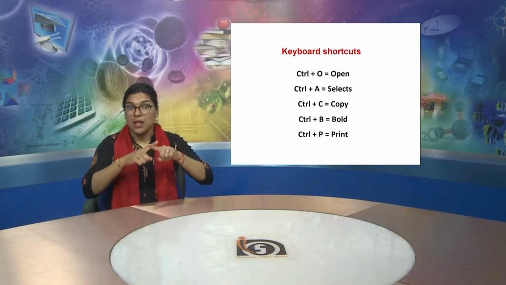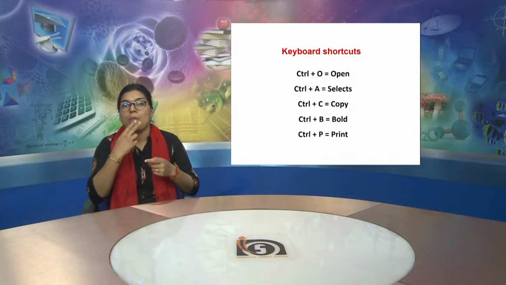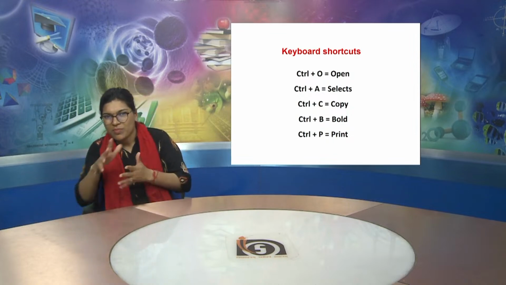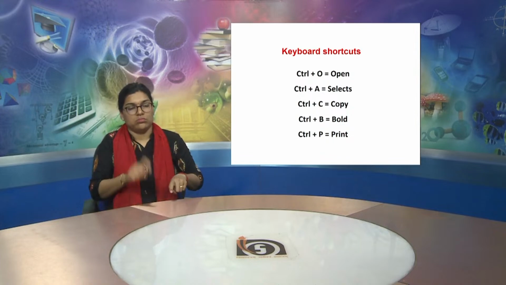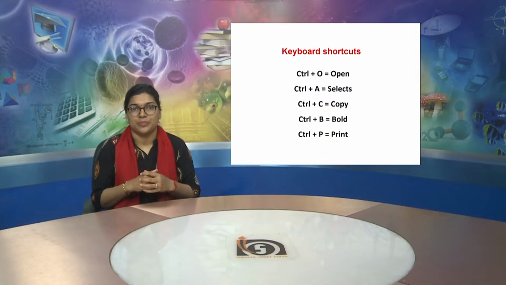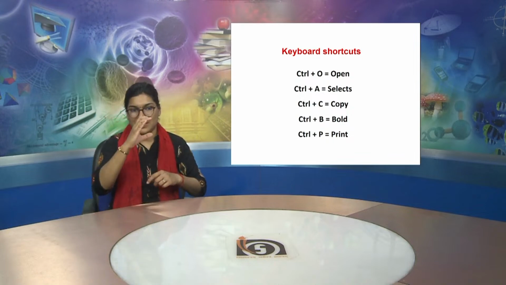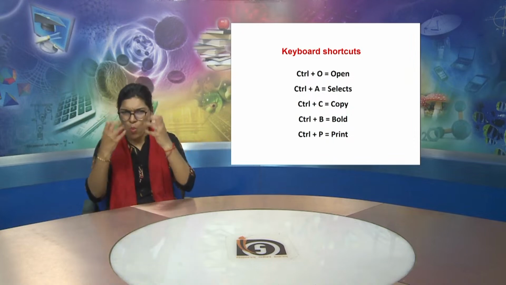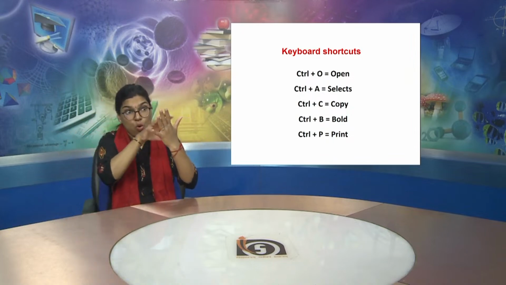The second shortcut key is Ctrl plus A. This is used for selecting the content. If we want our whole file to be selected, then we use this command. The third shortcut key is Ctrl plus C. This is used for copying the content.